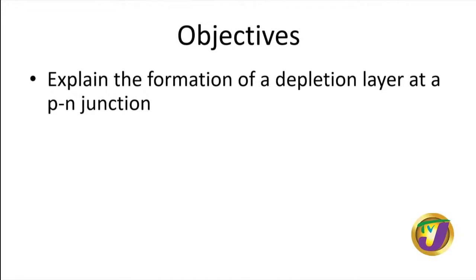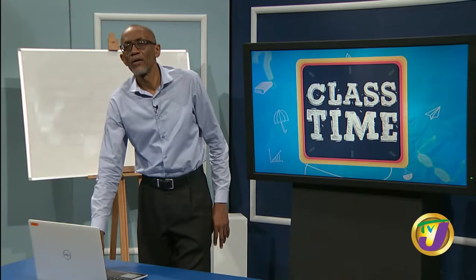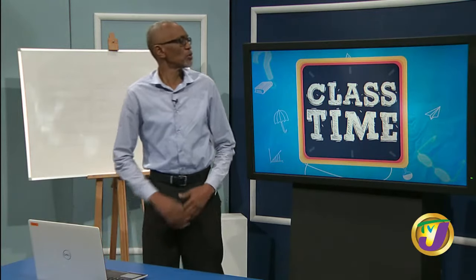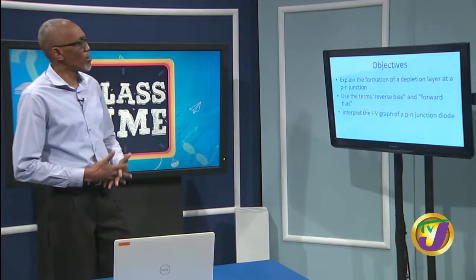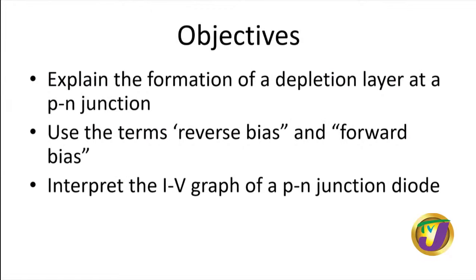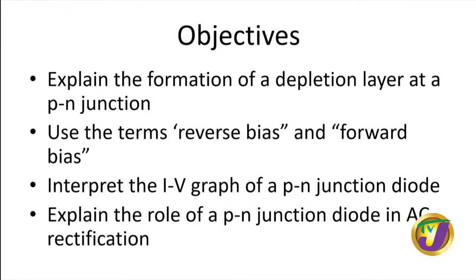You ought to be able to explain the formation of what is called a depletion layer at a PN junction. Use the terms reverse bias and forward bias. Interpret the IV graph of a PN junction diode. And also explain the role of a PN junction diode in AC rectification. That's one of the uses. Might seem like a bit much, but we'll be able to get through it today.